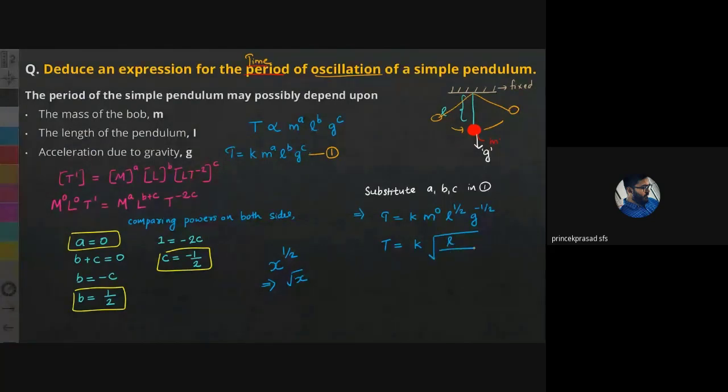Now G raised to minus 1 by 2 means what? Combining the two, x raised to minus 1 by 2 means 1 by root over x. That is the meaning, so get this idea clear. If you have doubts, you should write it in the margin. x raised to 1 by 2 means root of x.